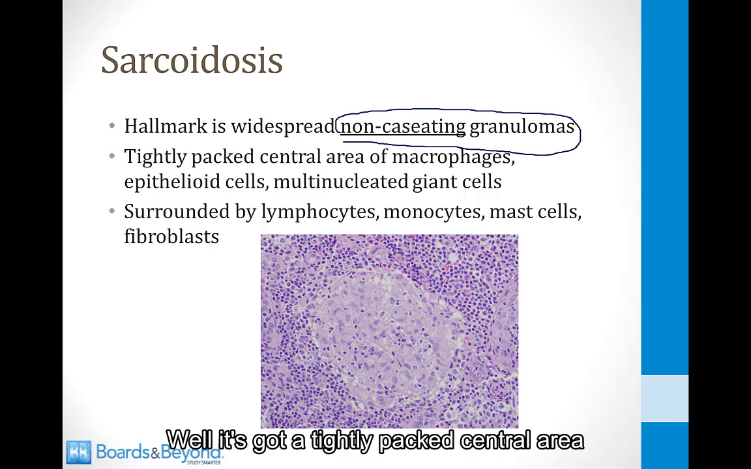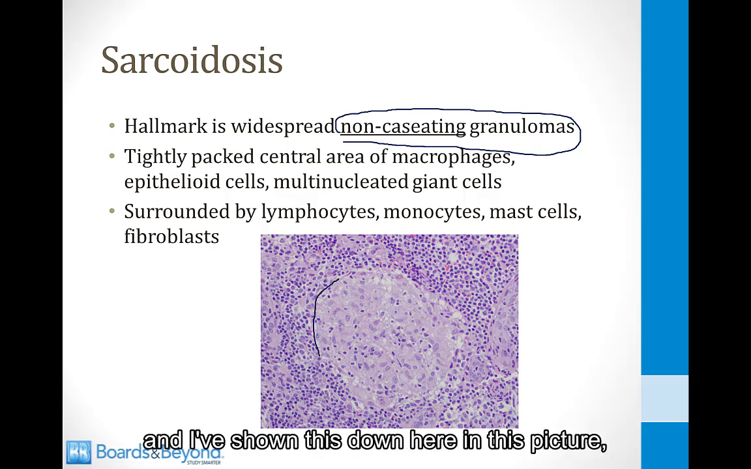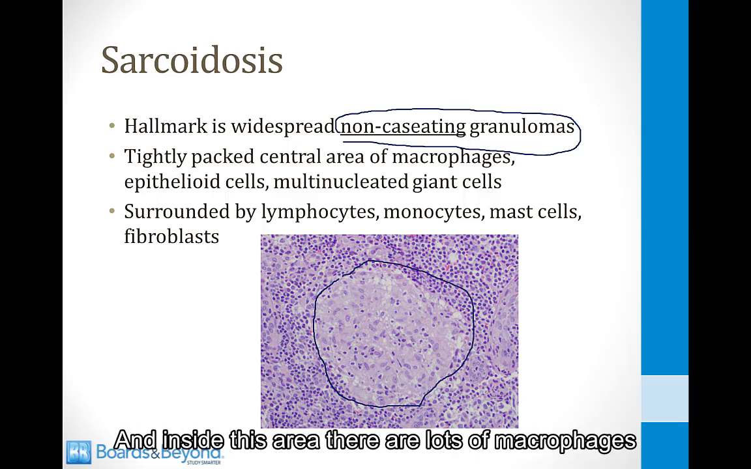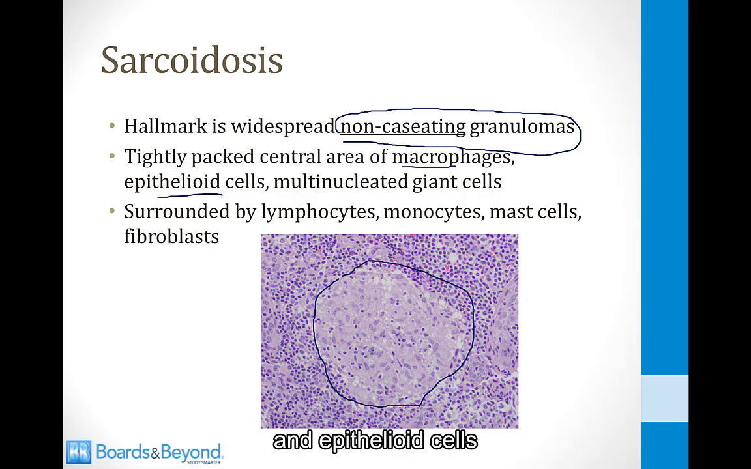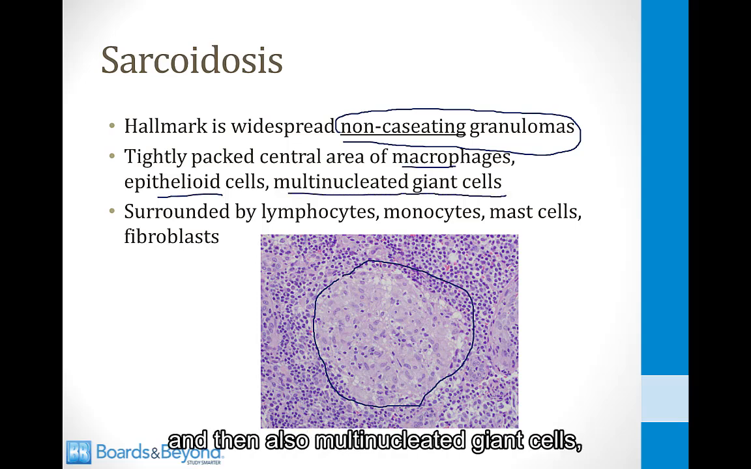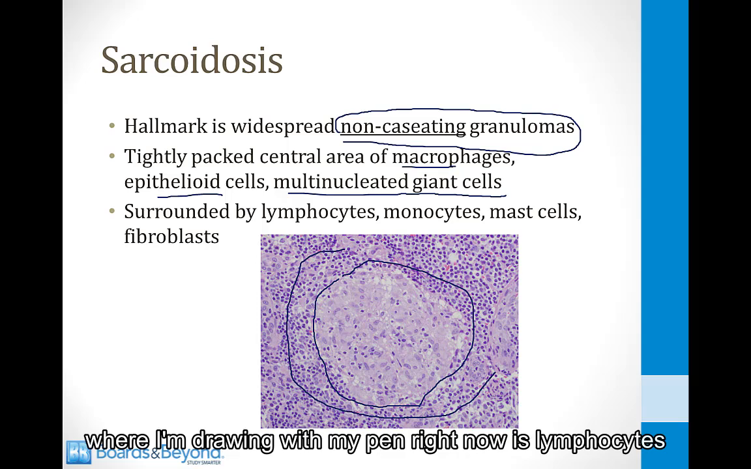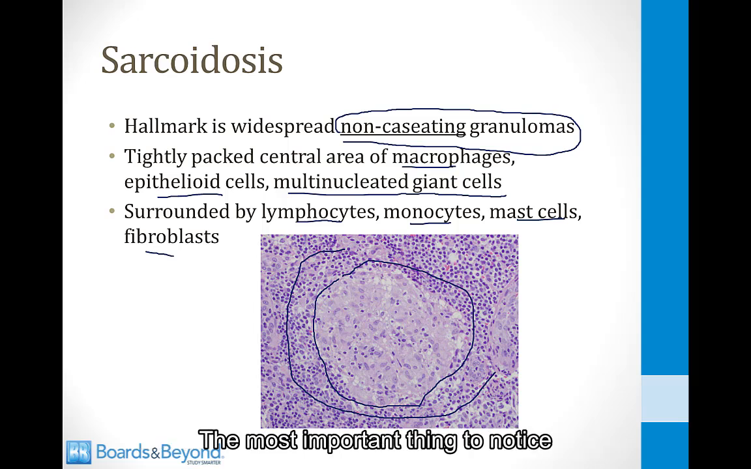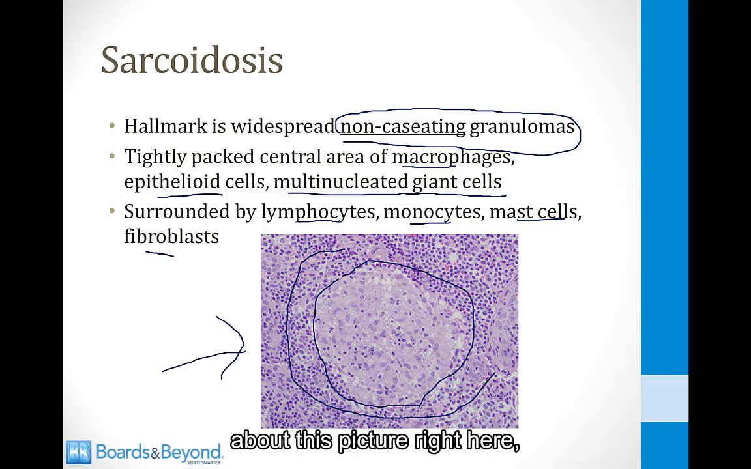Well, it's got a tightly packed central area, and I've shown this down here in this picture, drawing a circle around it with my pen right now. And inside this area there are lots of macrophages and epithelioid cells, and then also multinucleated giant cells, which are special cells found in granulomas. And then around the periphery here, where I'm drawing with my pen right now, is lymphocytes and monocytes and mast cells and fibroblasts. The most important thing to notice about this picture right here is that there is not a lot of dead tissue here in the center.